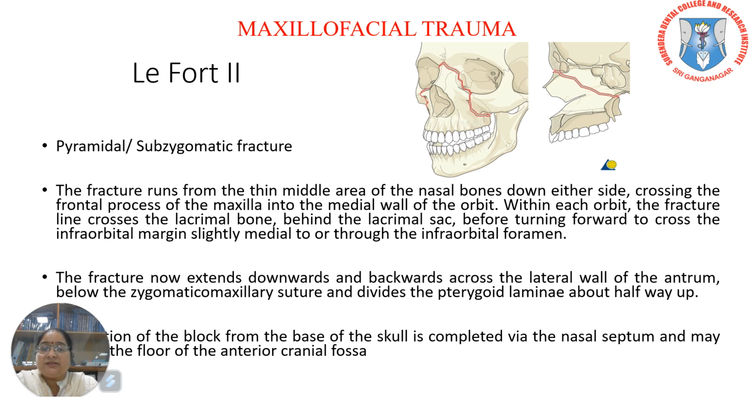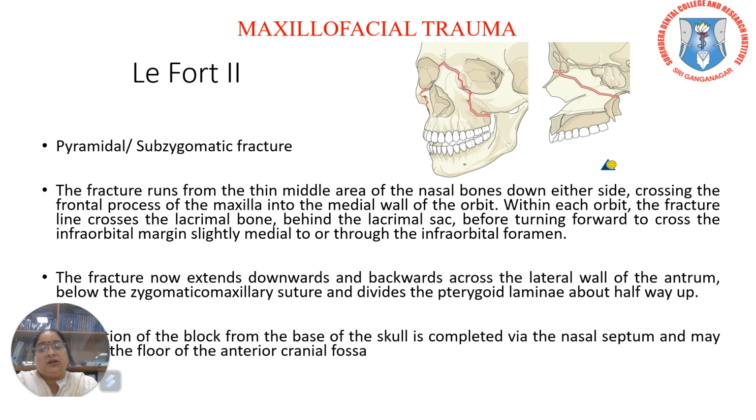Where does the fracture line pass? The fracture line passes from the thin middle area of the nasal bone down either side, crossing the frontal process of the maxilla into the medial wall of the orbit. Within the orbit, the fracture line crosses the lacrimal bone behind the lacrimal sac before turning forward to cross the infraorbital margin slightly medial to and through the infraorbital foramen.